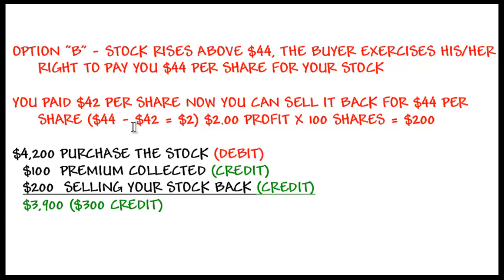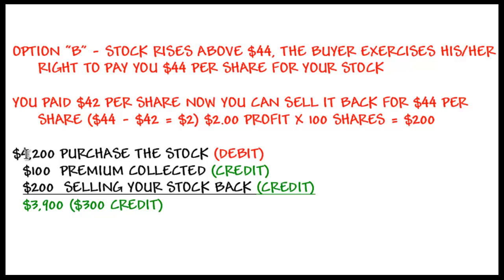So if we take your strike price of $44 and subtract the $42 that was required of you in order to own the stock per share, that would be a profit of $2. We would take this $2 profit and multiply it by 100 shares. So this would be an additional credit of $200. So let's look at the overall math for option B.